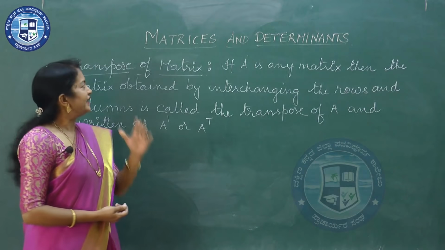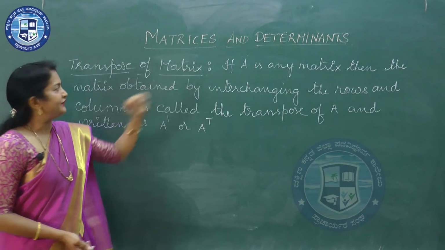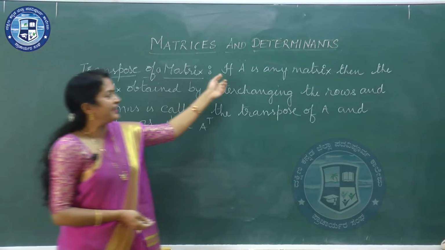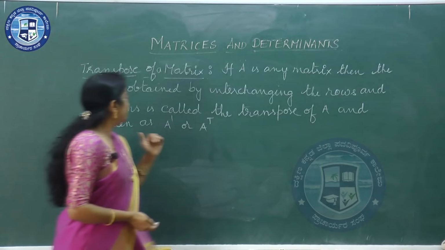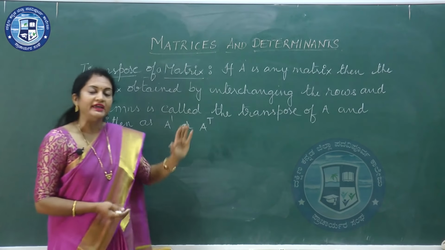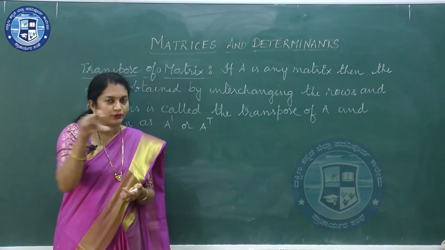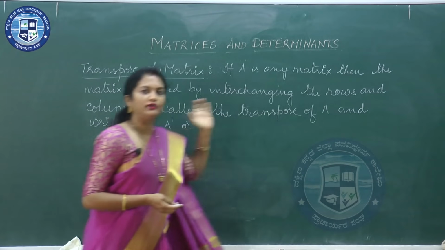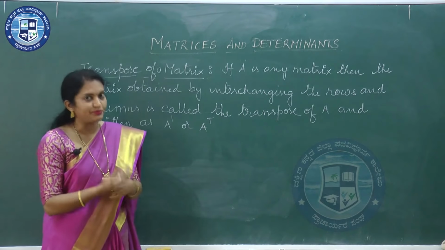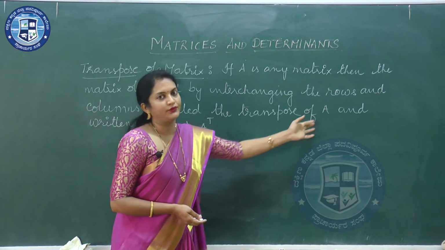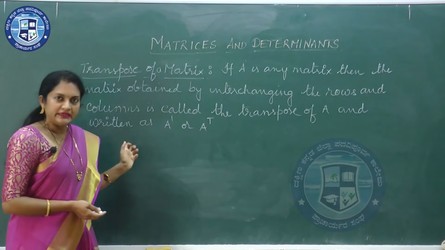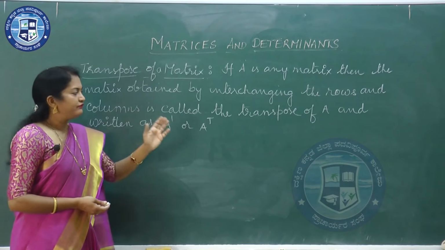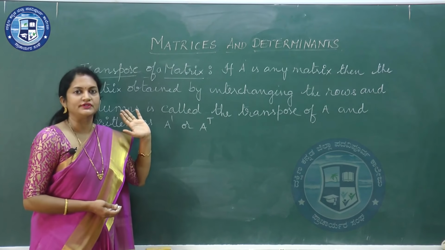Now the second one is transpose of a matrix. What is the transpose of a matrix? If A is any matrix, then the matrix obtained by interchanging the rows and the columns, whatever matrix we obtain, that is called the transpose of A, and it is written as A dash or A power T. We read it as A transpose.